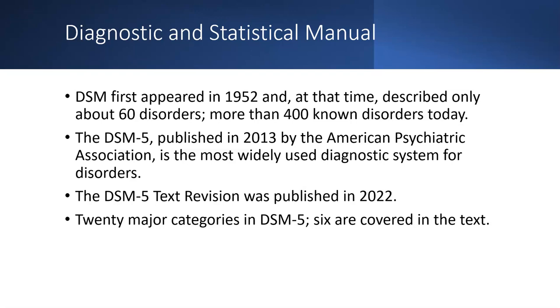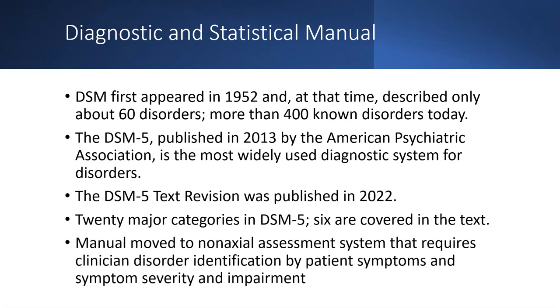In the DSM-5, there are 20 major categories. Since this is an introductory level psychology course, we're definitely not going to cover them all. If you're interested in this type of material, you should probably look into taking a course in abnormal psychology.